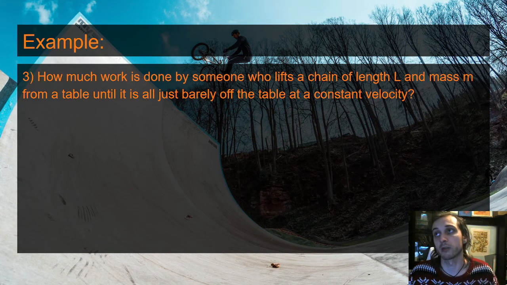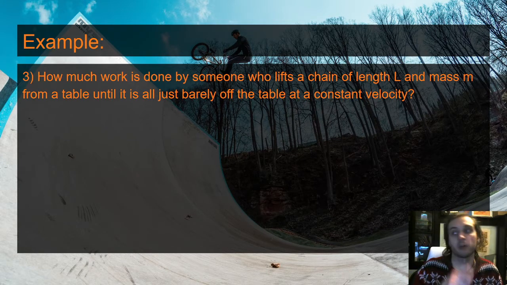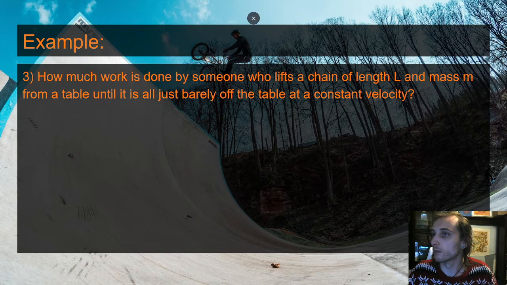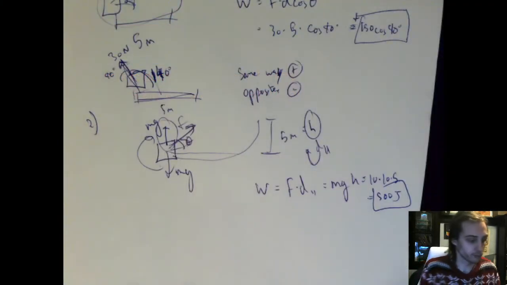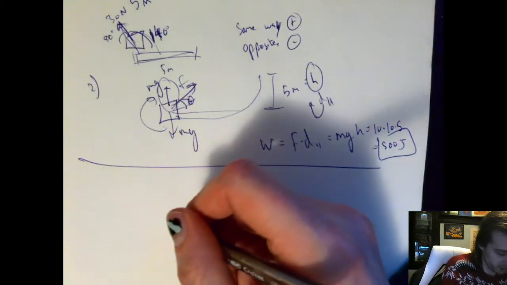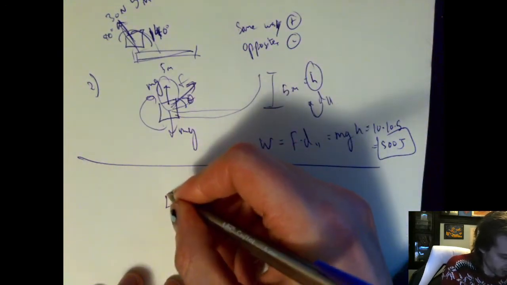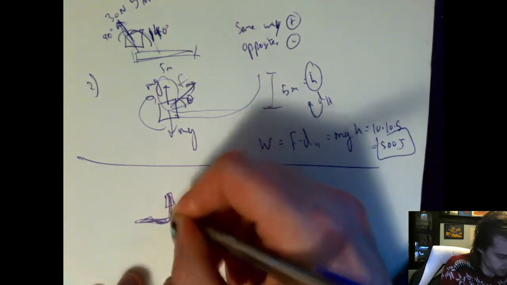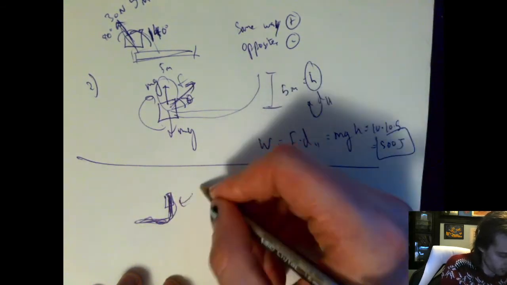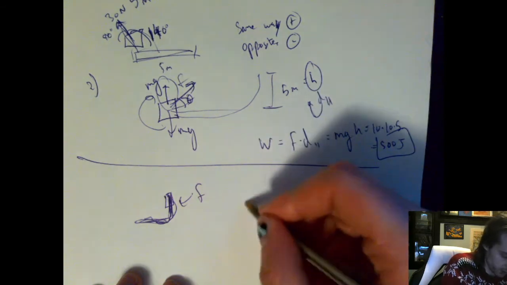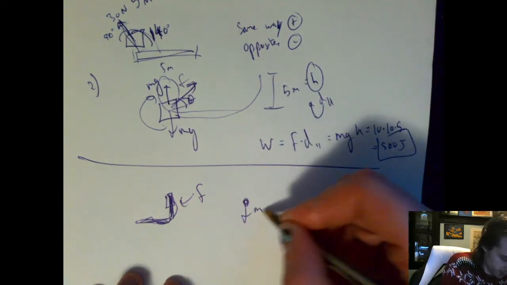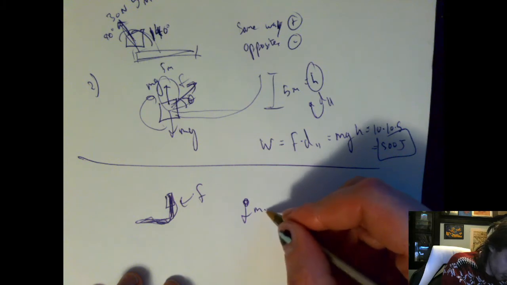For this next problem, how much work is done by someone who lifts a chain of length L and mass m from a table until it's just barely off the table at a constant velocity? This one we're going to have to make our own equation. So let's hop to it. We've got our chain. It's on a table. The force required to keep the amount of the chain that's off of the table is going to be equal to the weight of the chain that's off the table.